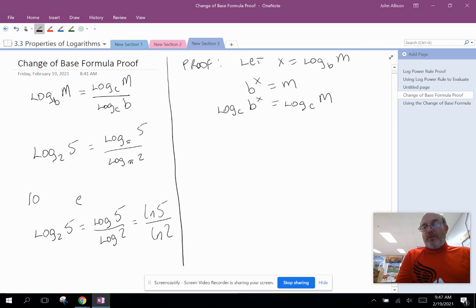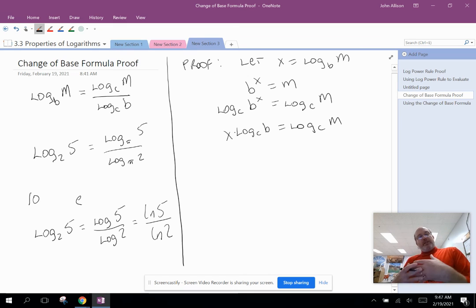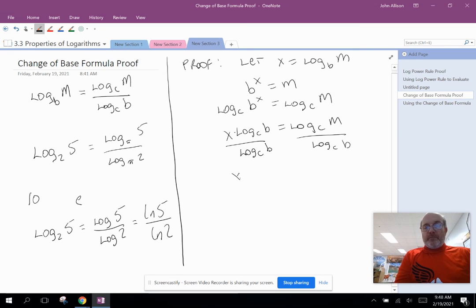And then I can use that power rule property that we did a minute ago and bring the power on the inside of this log out and get x times log base c of b equals log base c of m. And then, because I just have a multiplication operation here, I can divide both sides by log base c of b. Remember, log base c of b is just a number. It's the power of the base c that gives you b. And so then I can divide both sides by log base c of b, and these cancel and give me x equals log base c of m over log base c of b.